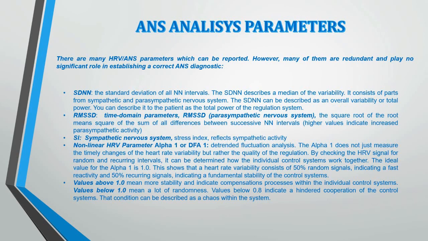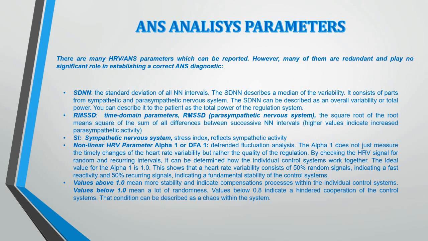and those are the so-called SDNN, which is the standard deviation of all NN intervals that we measure. The SDNN describes the median of the variability. It consists of parts of the sympathetic and the parasympathetic nervous system, and the SDNN can be described as an overall variability or total power. And you can describe it to the patient also as the total power of the regulatory system.